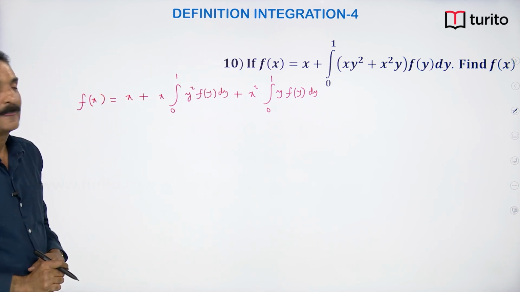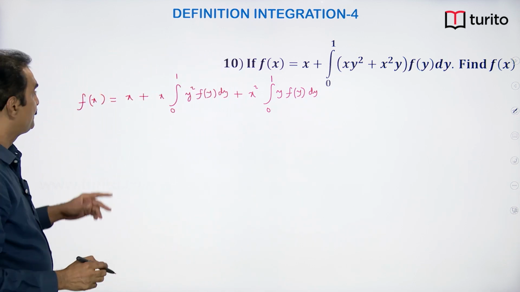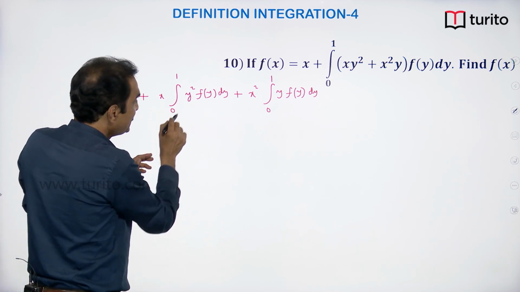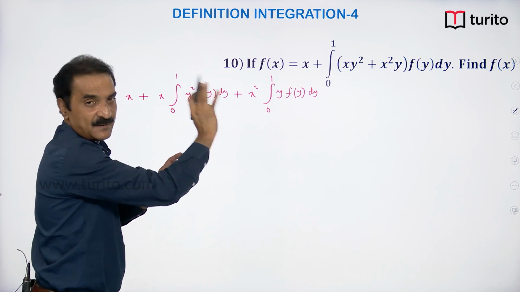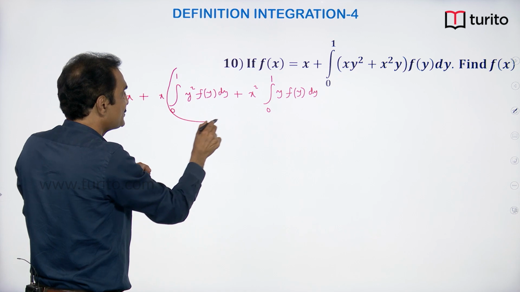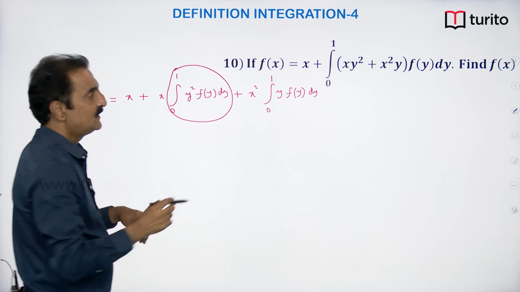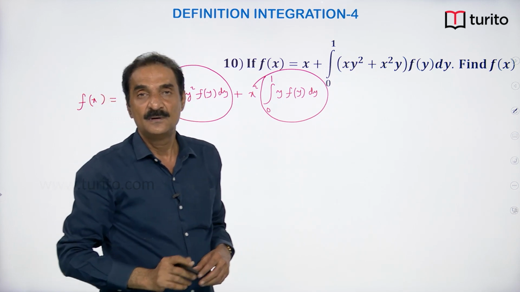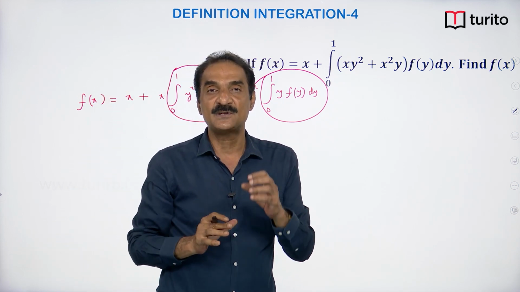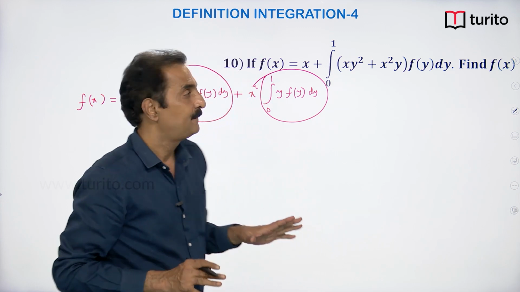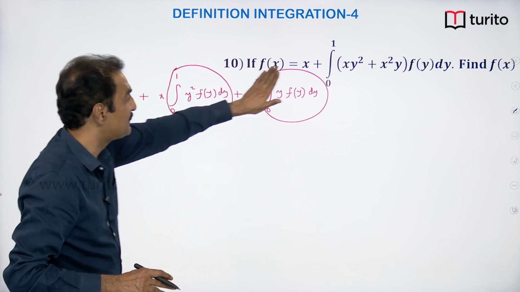Okay. Now we know that whatever the function f is, integral 0 to 1 of something in terms of y with respect to y will be a constant. This is totally a constant. Similarly, this is totally a constant. If the limits of the integral are constants, then the definite integral is a constant. So this is some constant, this is some constant.